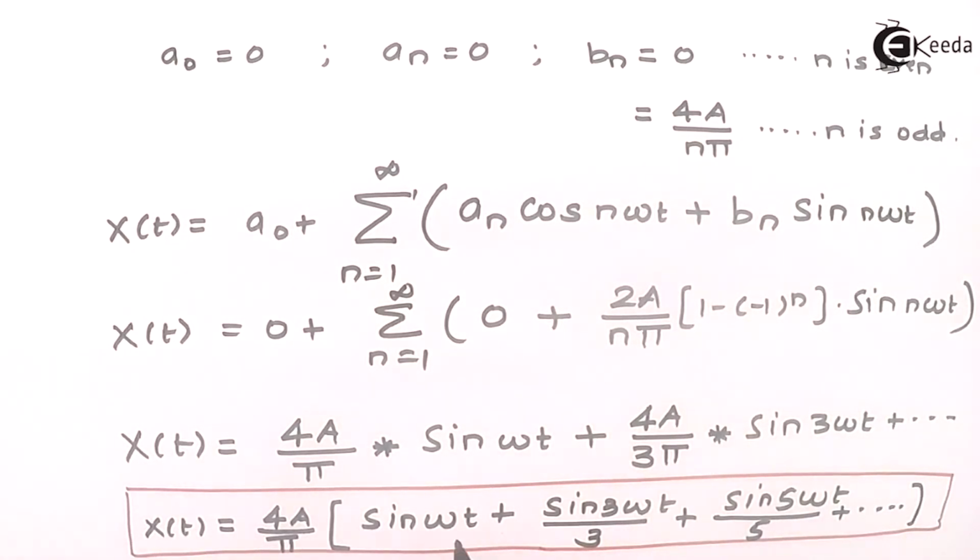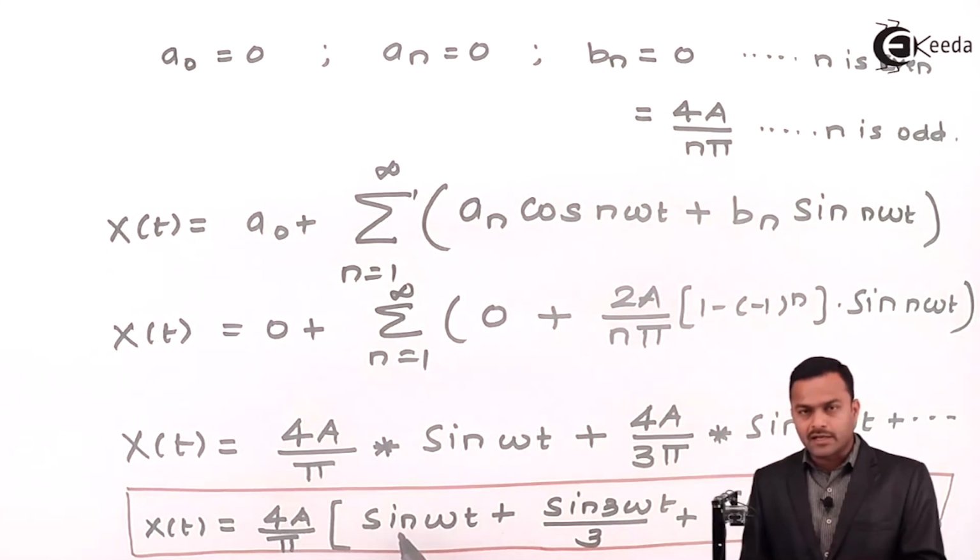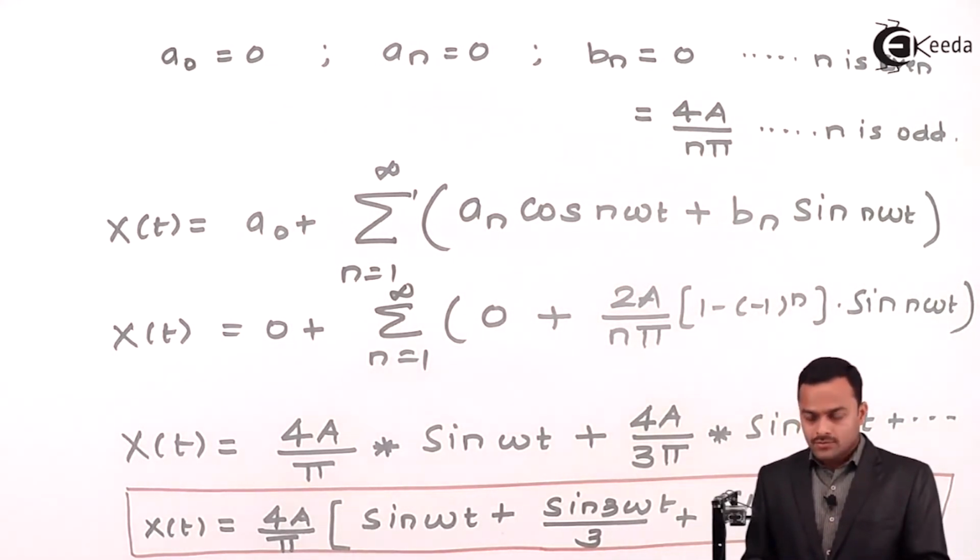Over here, this term is a fundamental component because that I'll get after putting n equal to 1, and the remaining are nothing but the harmonics. So just as an observation, over here I can say a fundamental component will be present with odd harmonics. So this is nothing but a trigonometric form of a Fourier series of x of t.